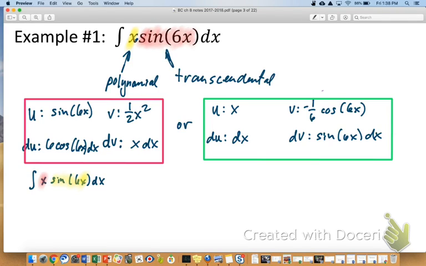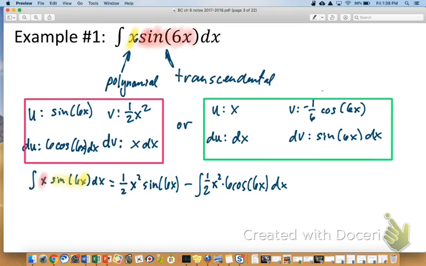Equals, or I flipped it around. For the pink box, it's the other way around, right? Yellow is u, dv is red. So it would be uv, which is 1/2 x squared sine of 6x. There is nothing wrong with that. Minus the integral of v du. So this would be 1/2 x squared times 6 cosine of 6x dx.